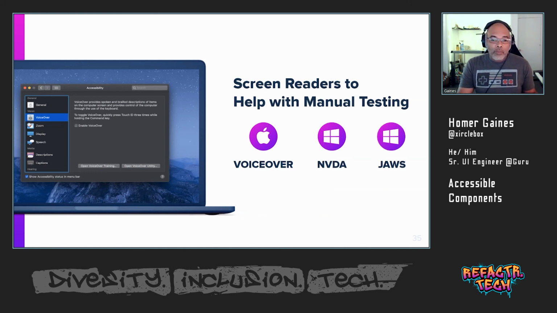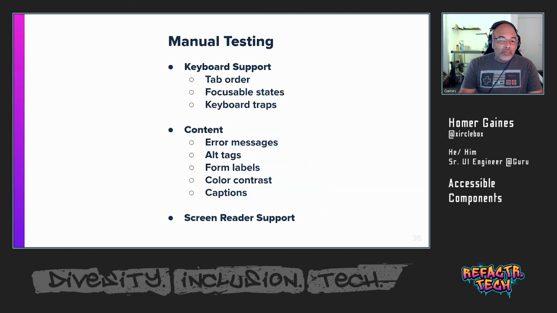If you're using a Mac, VoiceOver is built into the Mac. If you're on Windows, NVDA or JAWS are great applications to help test. With manual testing, these are the different types of things that you will find. You'll test for keyboard support, tab order, focusable states, keyboard traps. You also want to test your content. You want to look for error messages in your forms, alt tags, and form labels. You also want to test for color contrast and captions if you have video.